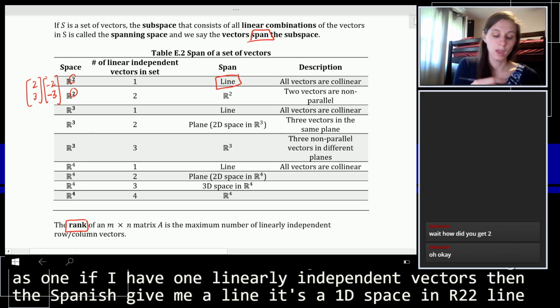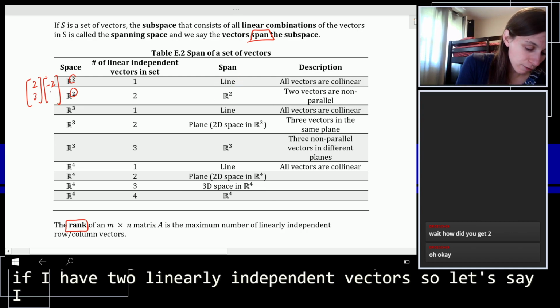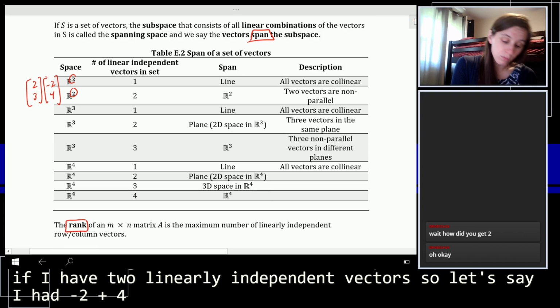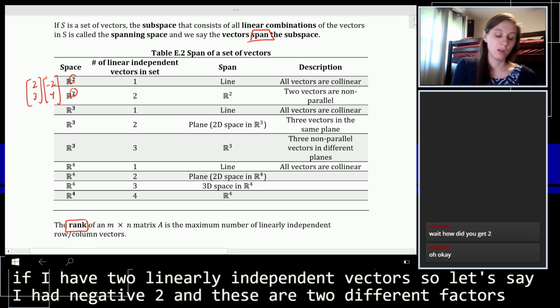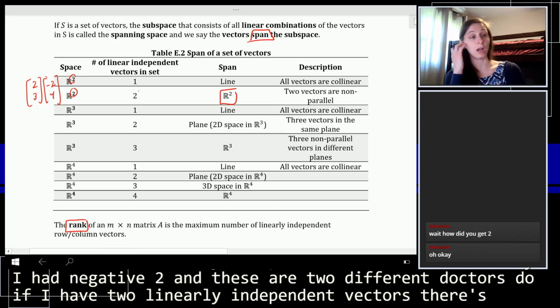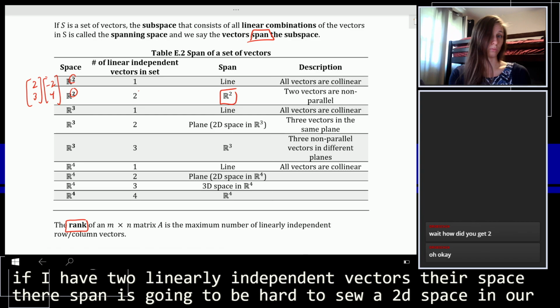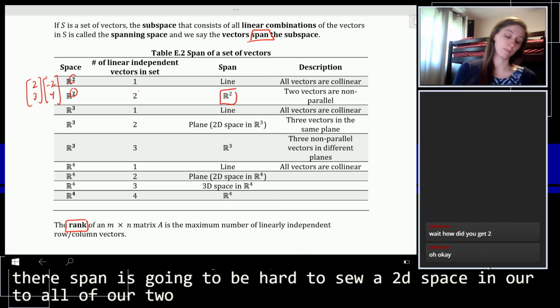It's a line. If I have 2 linearly independent vectors, so let's say I had -2 and 4, these are 2 different vectors. So if I have 2 linearly independent vectors, their span is going to be R2. So a 2D space in R2, all of R2, the entire XY plane.